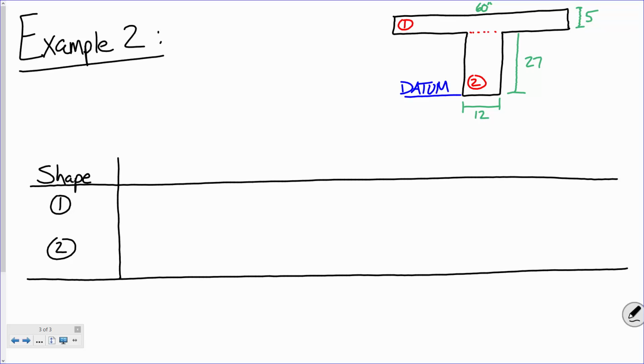Now I'm going to start off by listing the areas of these shapes. And here we'll put sums at the bottom. Okay, so let's keep this simple. What is the area of shape number 1? 300, 60 times 5. What is the area of shape number 2? 324. So adding those up, what do you get? There we go.